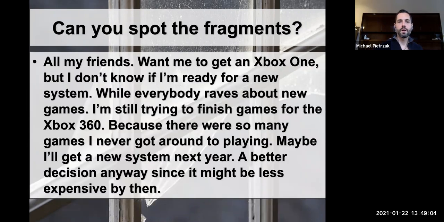Spot the fragments here. All my friends want me to get an Xbox One, but I don't know if I'm ready for a new system. While everybody raves about new games, I'm still trying to finish games for the Xbox 360. Because there were so many games I never got around to playing. Maybe I'll get a new system next year. A better decision anyway, since it might be less expensive by then.